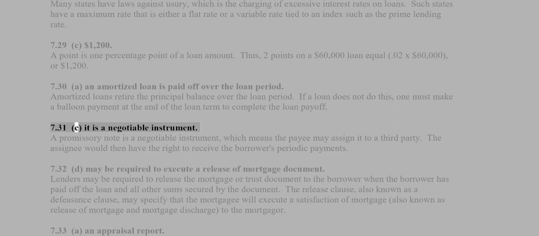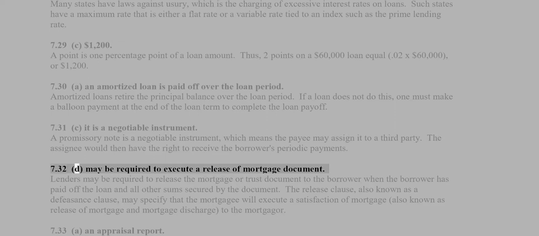7.31. C. It is a negotiable instrument. A promissory note is a negotiable instrument, which means the payee may assign it to a third party. The assignee would then have the right to receive the borrower's periodic payments.